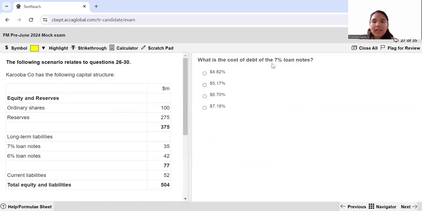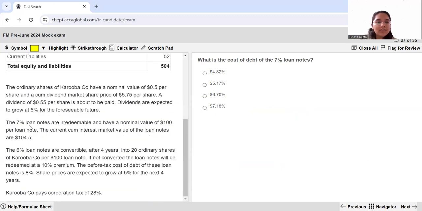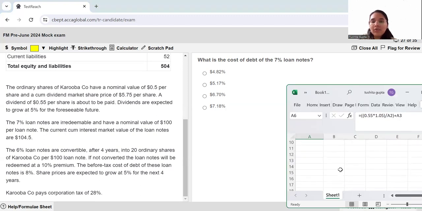What is the cost of debt of the 7% loan note? So let's read the information that is provided. The 7% loan notes are irredeemable and have a nominal value of $100 per loan note. The current cum interest market value of the loan notes is given to you as 104.5. So this is the market value, which is cum interest. That means interest is already included in it. This is question number 27.